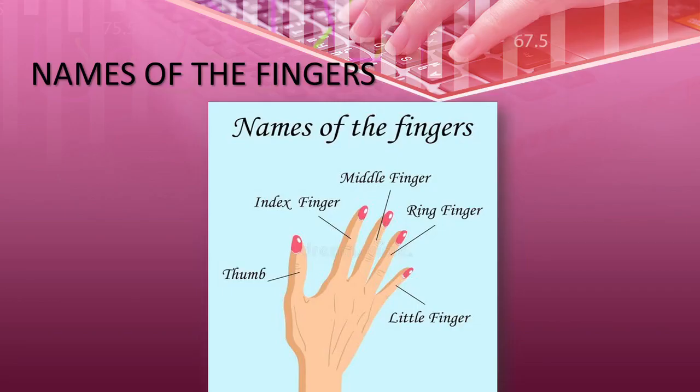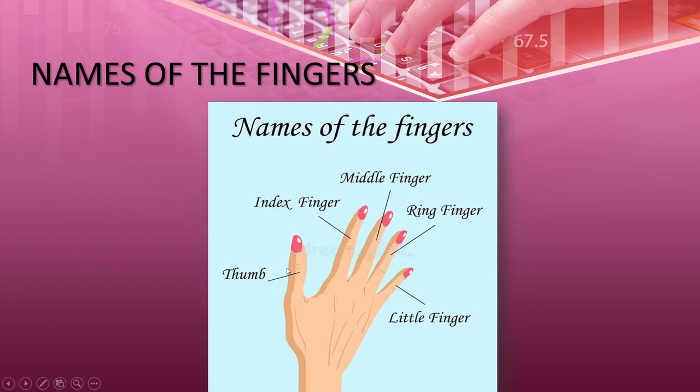See here the names of the fingers. First of all, I am saying again that you have to type with both hands, left hand and right hand. You have to remember these names, and whenever you are typing, remind yourself in your mind which finger is which.